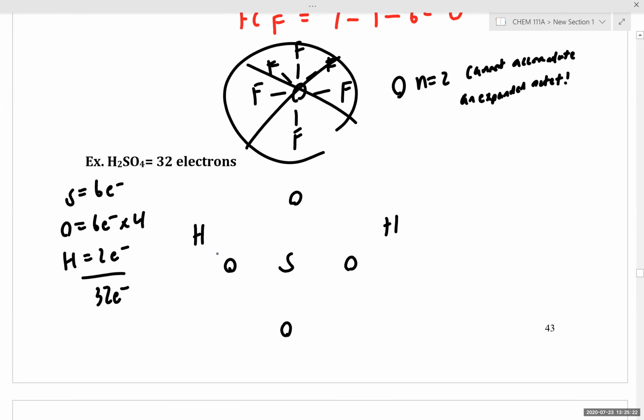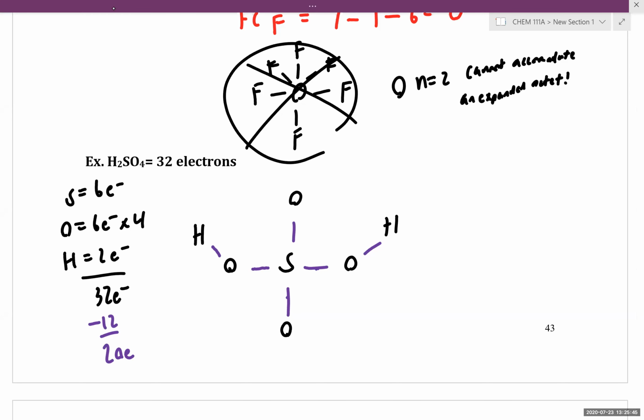So now that we have our rough skeleton, we'll form one bond each. And right now we're just pretending like expanded octets don't factor in at all, since right now we're just drawing our basic Lewis structure. So we have 1, 2, 3, 4, 5, 6. So we've used up 12 electrons. We have 20 electrons remaining.